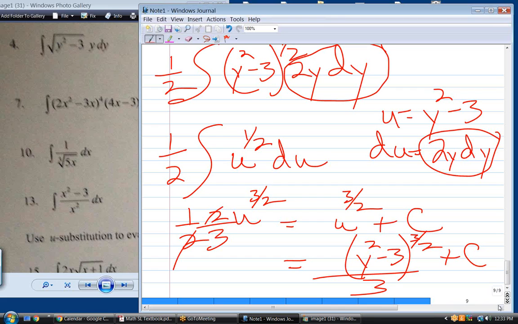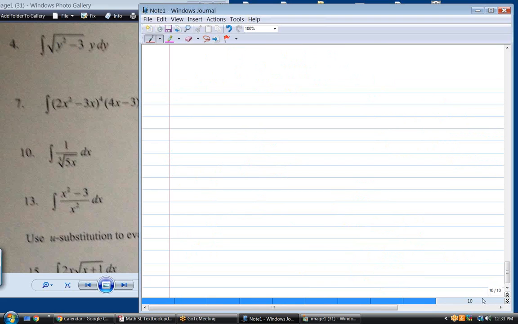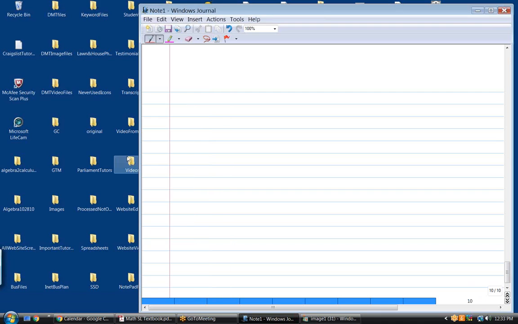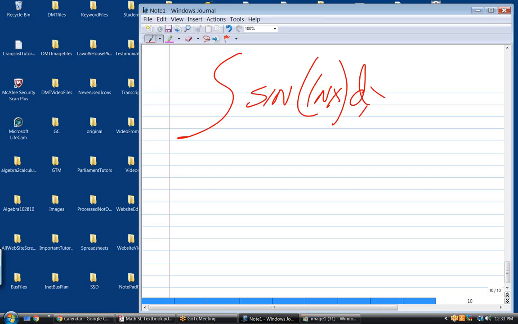Okay? Now, I'm going to skip forward for a moment. I love what they're doing here. They're giving you about 10 of these to practice on. But let me just show you an exception. Let's say I want to integrate that. In fact, let's make it easier. Let's make it cosine of ln x. Okay?